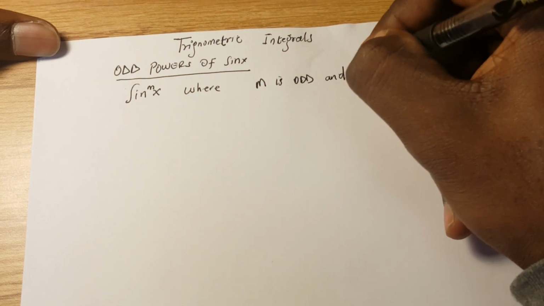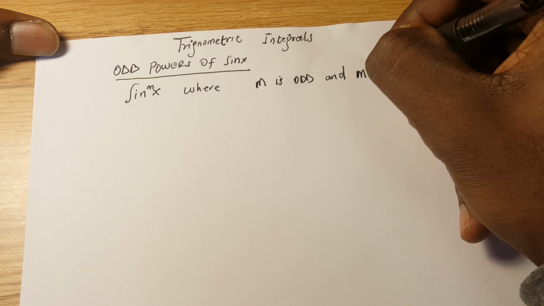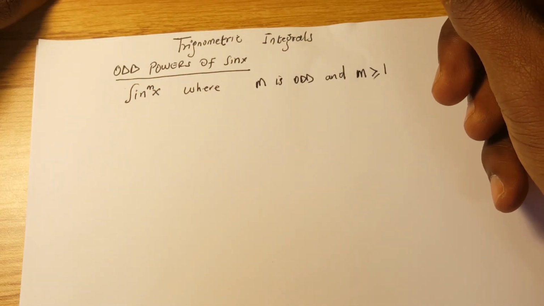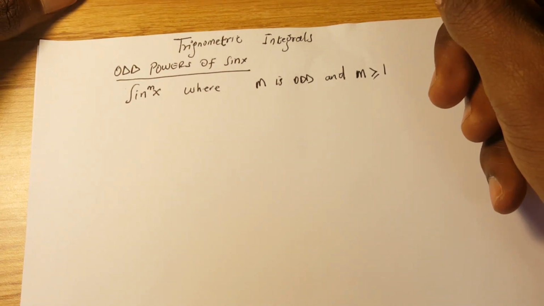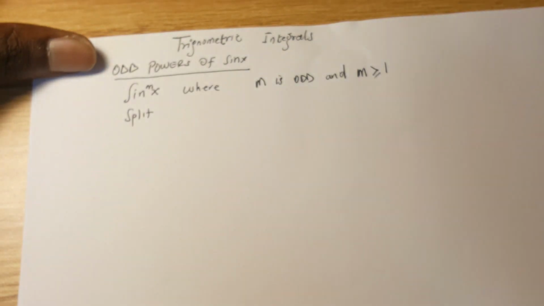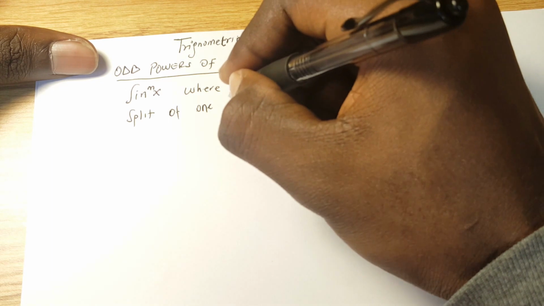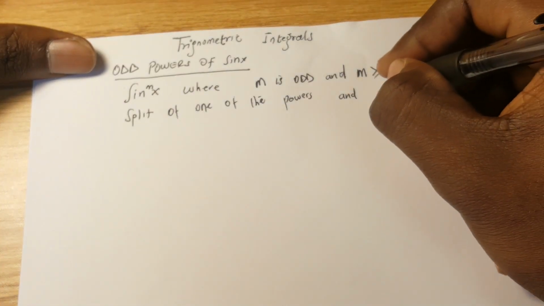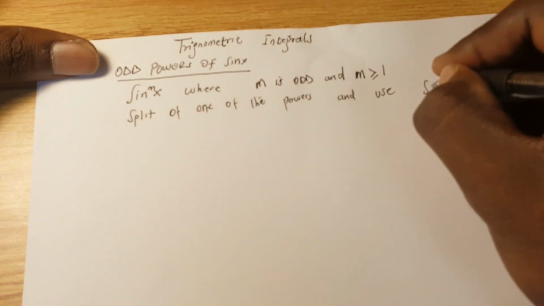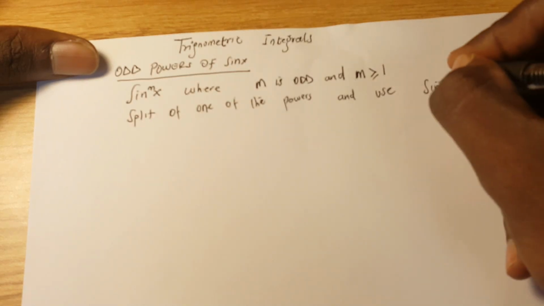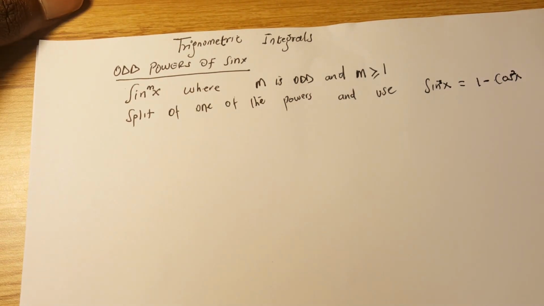And m is greater than or equal to 1. So when you see something like that, what you have to do is split off one of the powers and use the trigonometric function: sine squared x is equal to 1 minus cosine squared x.